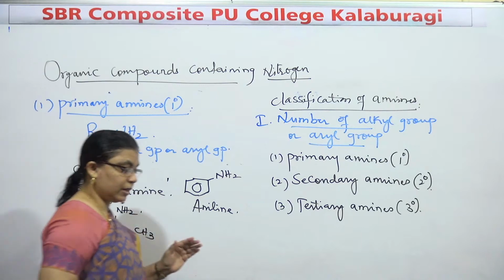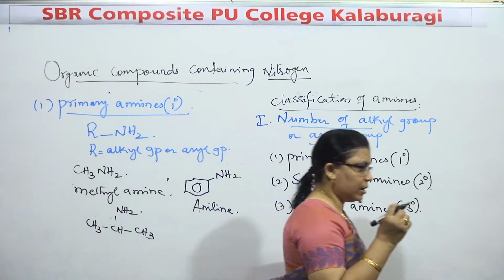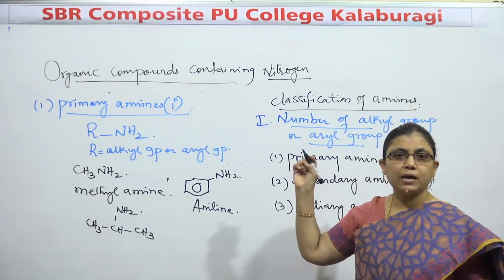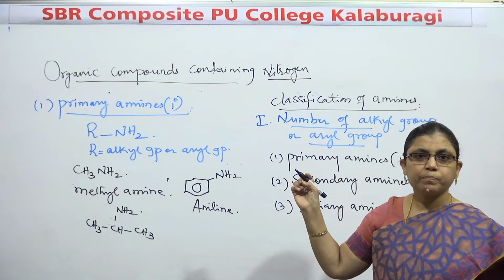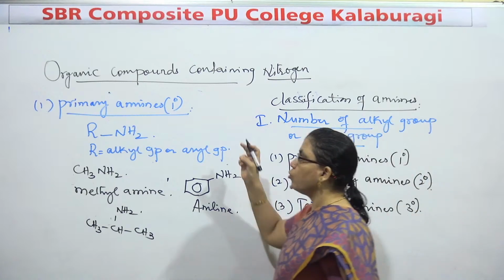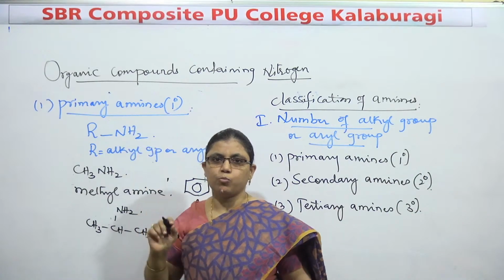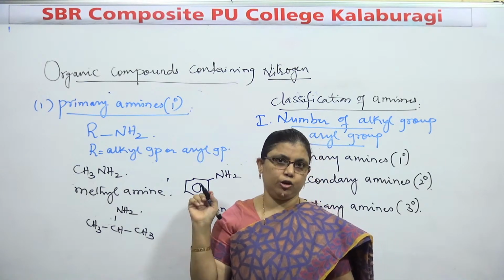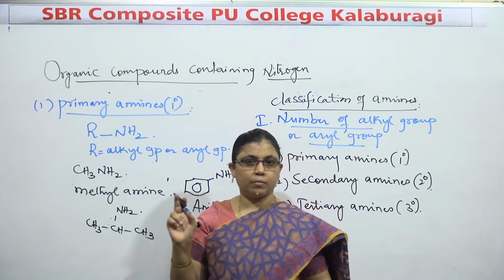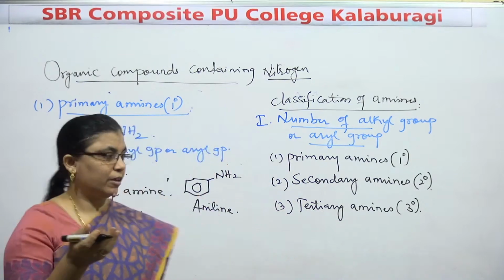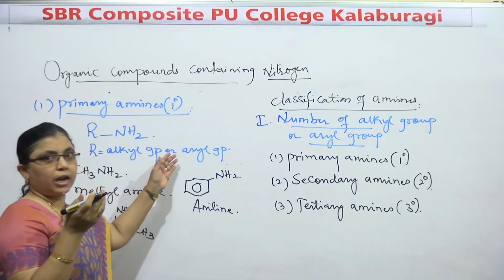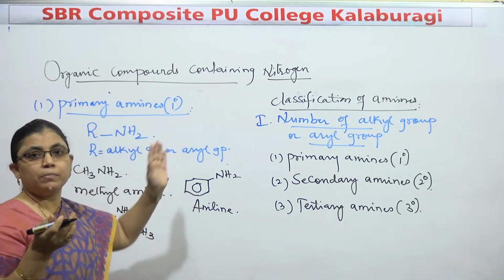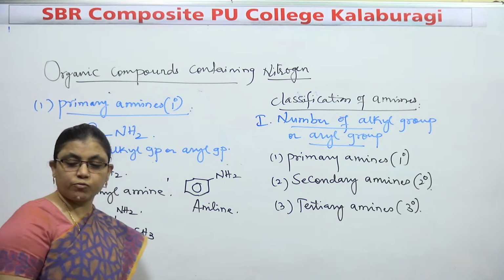So whenever we consider primary amine, we need to concentrate that only one of the hydrogen atoms of ammonia is replaced by alkyl group or aryl group. Only one hydrogen atom. Or in a simple way, only one alkyl group or aryl group is directly linked to nitrogen. They are called primary amine. Now let us move to the second one.